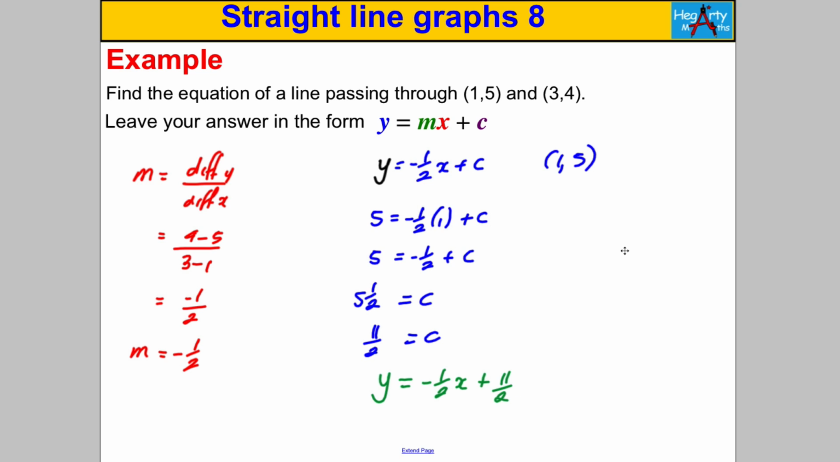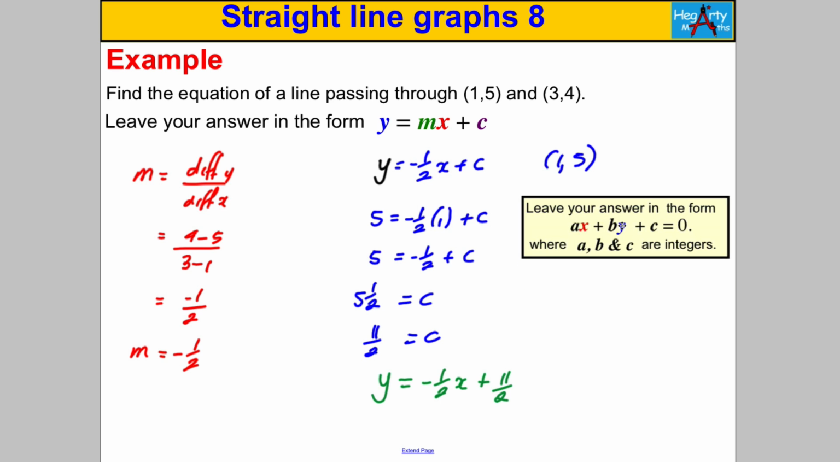I just want to point out one extra thing that sometimes can be asked of you. Sometimes they'll say something like leave your answer in the form ax plus by plus c is 0 when a, b and c are integers. Now we've currently got y is equal to negative a half x, add 11 over 2. I'm not allowed a fraction here or a fraction here. What could I do to both sides to get rid of that divide by 2? Multiply both sides by 2.